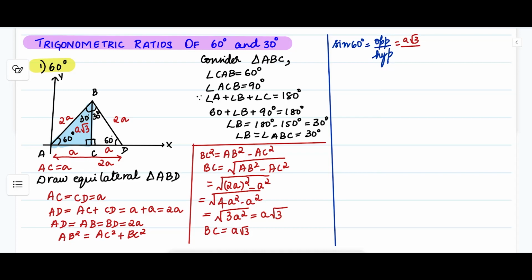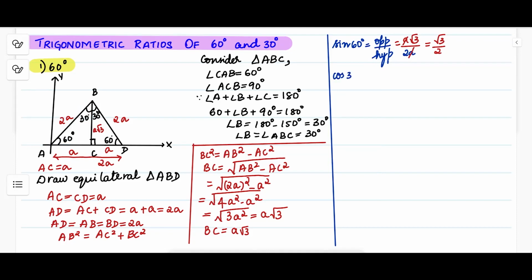and our hypotenuse side is the side of the triangle which is opposite to the angle 90 degrees. So our angle C is having 90 degrees. The side of the triangle which is opposite to this angle 90 degrees is our side AB. AB has the value of 2A. That is, the length of AB is equal to 2A. So it will be A root 3 divided by 2A. A and A will cancel out each other and we are left out with root 3 by 2. Root 3 divided by 2.